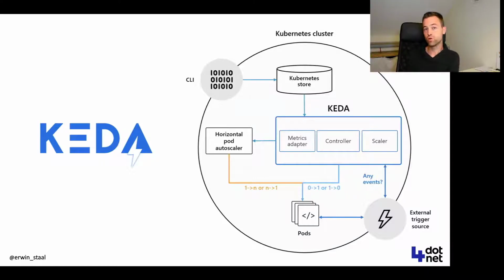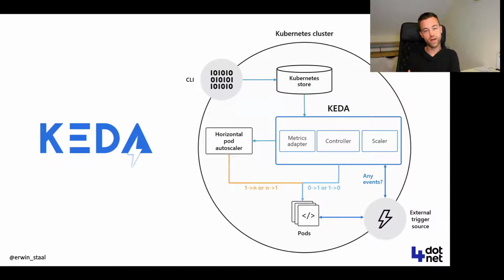Then we have the controller, and the controller is basically responsible for scaling your workload to and from 0. So that's an important thing, because by default, Kubernetes can't scale your workload down to 0. You always have at least one instance available of your workload. So that's what the orange line in this diagram means, and scaling down to 1 is done by the horizontal pod autoscaler. But by adding KEDA, we can actually scale down to 0, which has been indicated here by the blue line. So that's the main job of the controller.